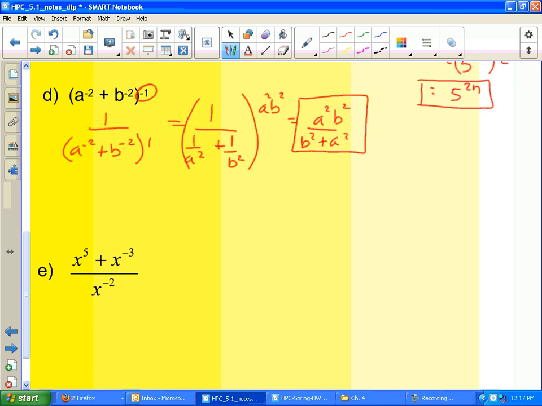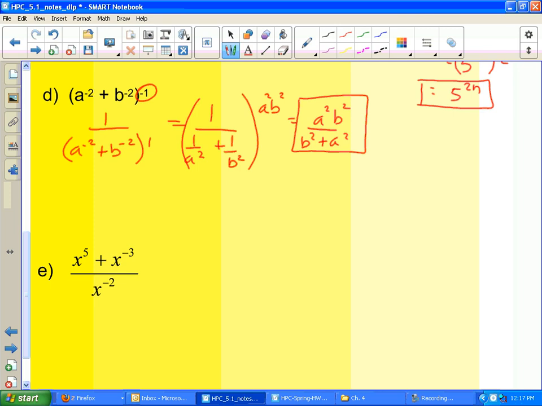Cannot cancel the b squared at the top and the bottom because b squared plus a squared is not in factor form. It's not a negative. If that was b squared minus a squared, then I could write it out as b plus a, b minus a. But even if I did that, I'm still not able to cancel anything up in the numerator. So that's as simplified as we get for that.